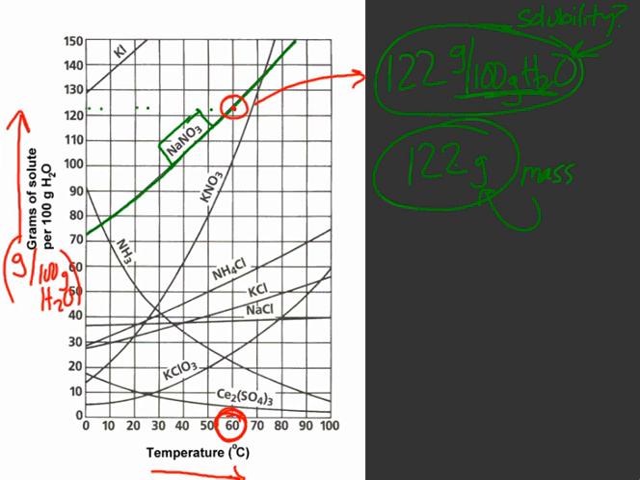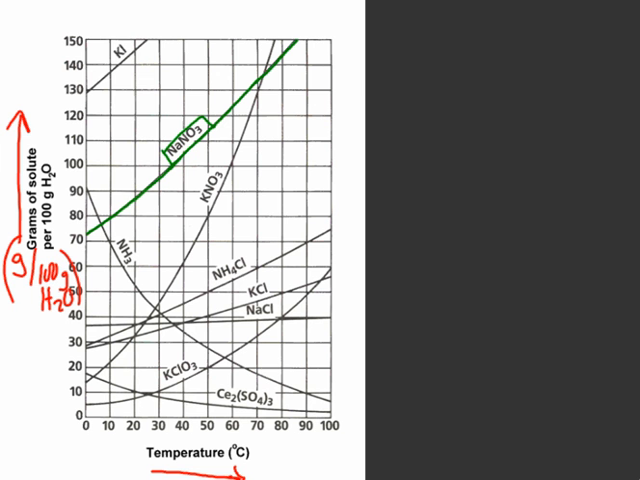So just to review, if I say, what is the solubility of sodium nitrate at 60 degrees Celsius? It would be 122 grams per 100 grams of water. But if I said, how much sodium nitrate can a saturated solution hold at 60 degrees Celsius? Then that would be 122 grams.